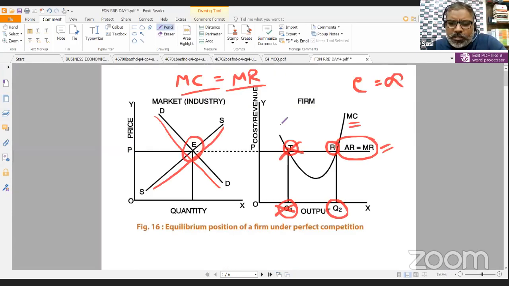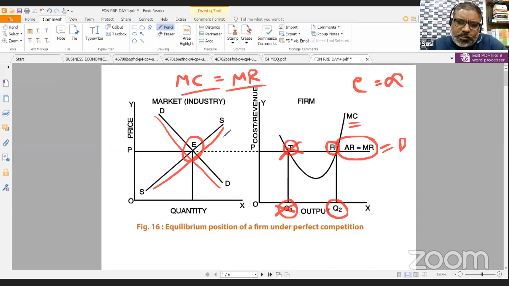And why is the MR curve equivalent to AR here? Why is the demand curve, MR curve or AR curve parallel to the x-axis? Because the elasticity of demand is infinite. And we know the marginal revenue and average revenue relationship: marginal revenue is equal to average revenue into (E minus 1) by E. When E itself is infinite, then (E minus 1) by E is not definable. That means AR is equal to MR. So AR is equal to MR is equal to the demand curve, which is parallel to the x-axis in the case of a perfectly competitive firm.